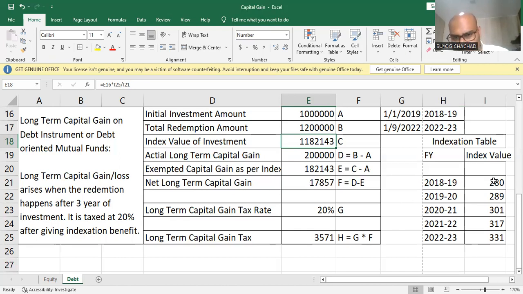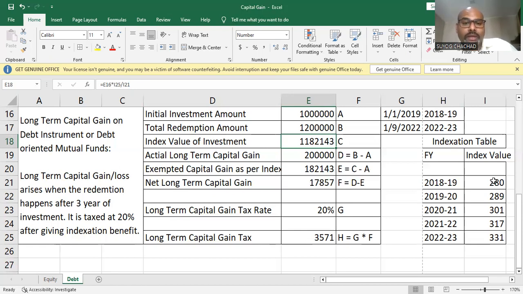But actually, if you see, we have gained 2 lakh rupees, because 12 lakh minus 10 lakh means you have an actual gain of 2 lakh rupees. But because of the indexation, the actual indexed capital gain is 1,82,143, which is the difference between the indexed value and the initial investment.